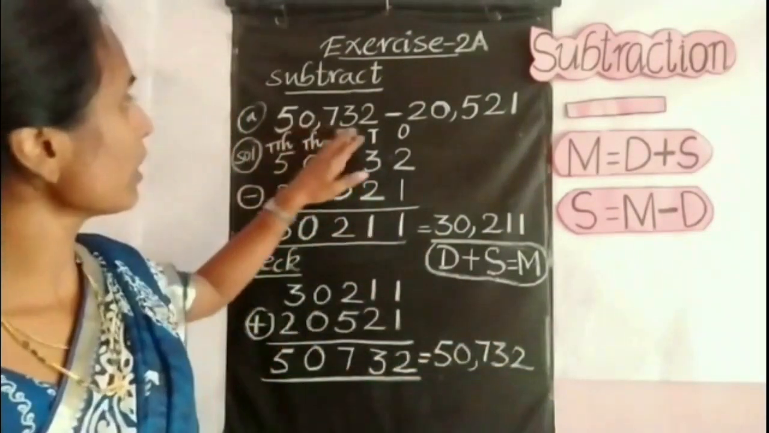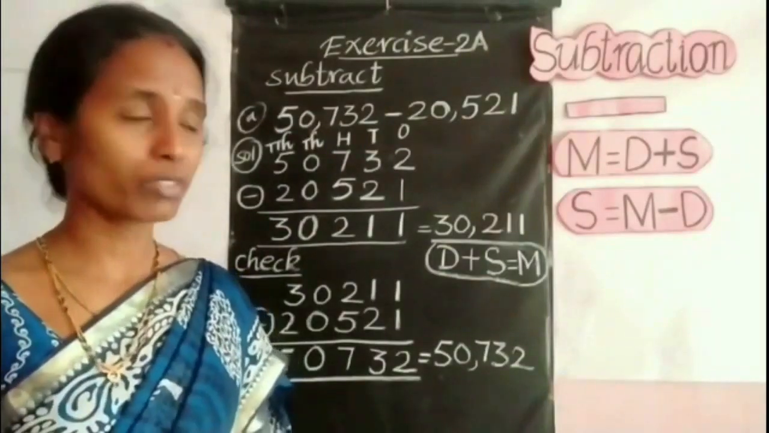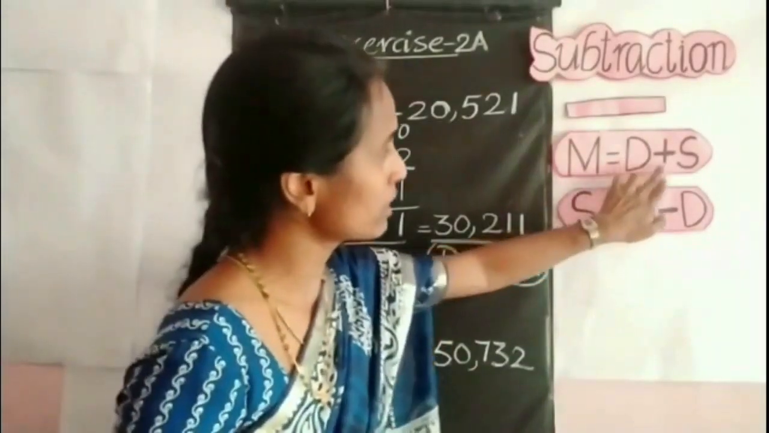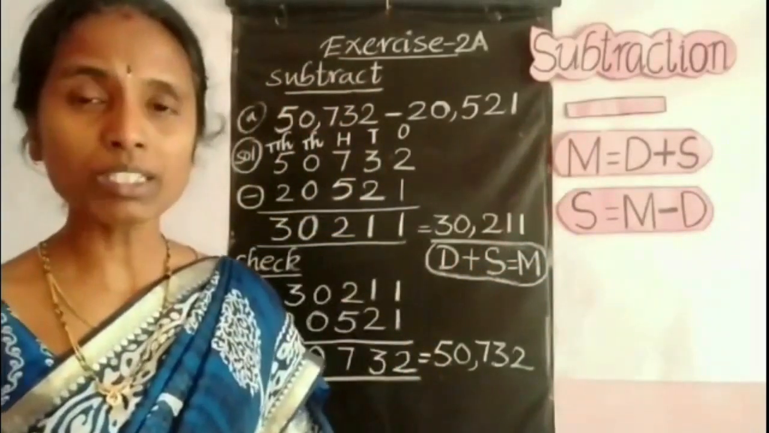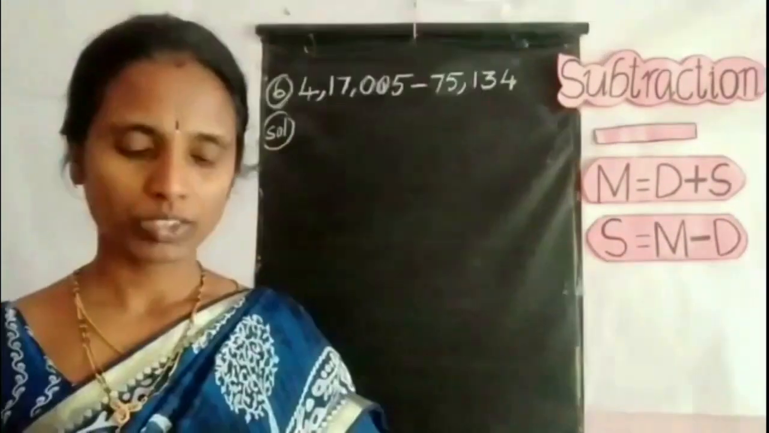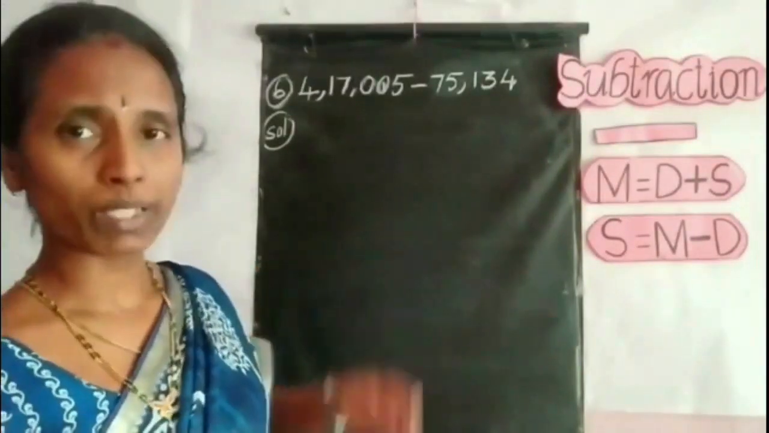So 50,732 is the minuend or not? So how to check our difference? Here the difference and subtrahend we have to add. If you get the minuend, it means your difference is correct. Children, let us do one more subtraction.